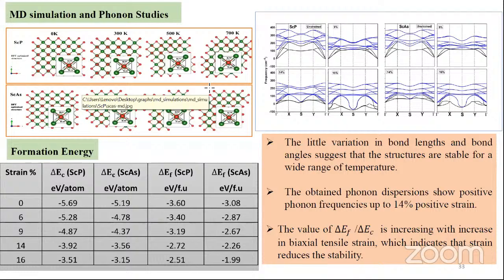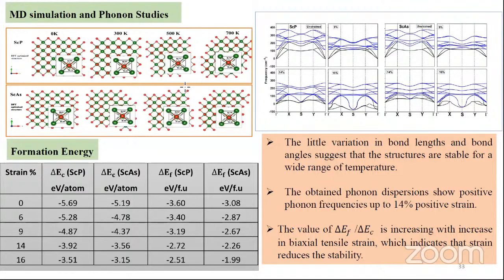Next, we have checked the dynamical stability of these materials. For that, we have calculated the phonon dispersion. We have also applied strain to see up to what percent of strain this material is stable. We found that up to 14% strain we did not get any negative phonon vibrational mode. So these materials are dynamically stable up to 14% strain, and at 16% strain we are getting a negative vibrational mode, which indicates that these materials are dynamically unstable.